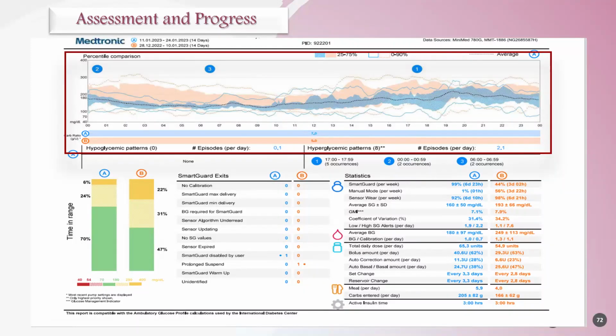Okay, so from the first reports, now you know there is a little bit of problem in changing the reservoir, exceeding the time exactly, and I will just discuss his carb intake with the dietitians. And again, at least I have room to work on the active insulin time if I want to intensify his blood sugars more. Okay, so the assessment progress.